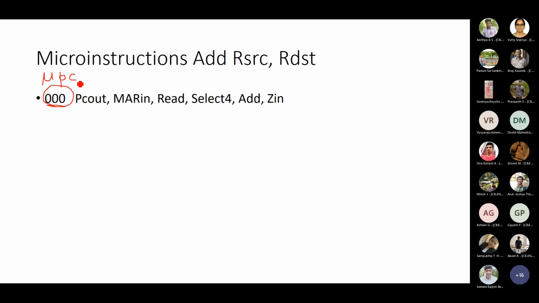Okay. So in 000, you write your first micro instruction, PC out, MAR in, read, select for, add, Z in. Then in 001, you'll be writing Z out, PC in, Y in, WMFC. In 002, you'll be writing MDR out, IR in. Can you note down these things? Because it's important you write the micro instructions corresponding to add, source, comma, destination. Can you please note it down? Always make a habit of writing. Otherwise, for Viva, you may not be able to do it.